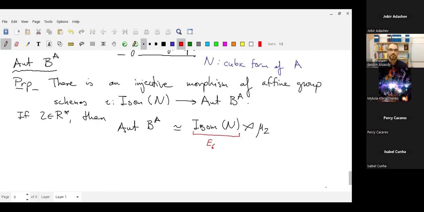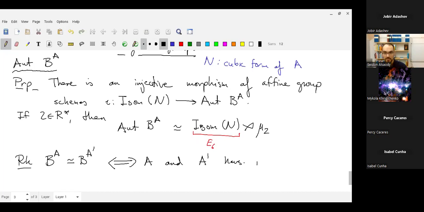One remark in connection to this theorem is that using cohomology of groups, you can prove that the automorphism group of this reduced Brown algebra is a bit bigger than the isometry group of the Albert algebra, but two reduced Brown algebras BA and BA prime are isomorphic if and only if the Albert algebras A and A prime have isometric cubic norms.